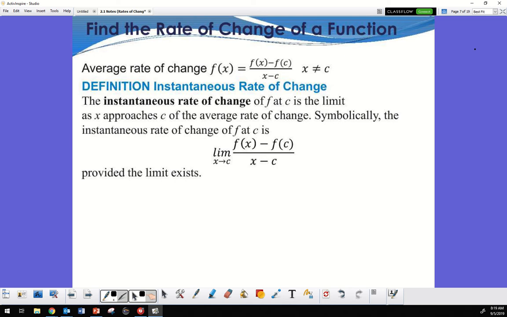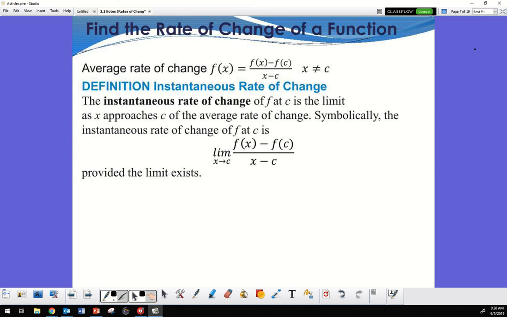Find the rate of change of the function. So, average rate of change, where x cannot equal c. Definition, instantaneous rate of change. The instantaneous rate of change of f at c is the limit as x approaches c of the average rate of change, symbolically, looks like this, provided the limit exists. Okay, good. We're going to get into other things in which the limit's not going to exist.